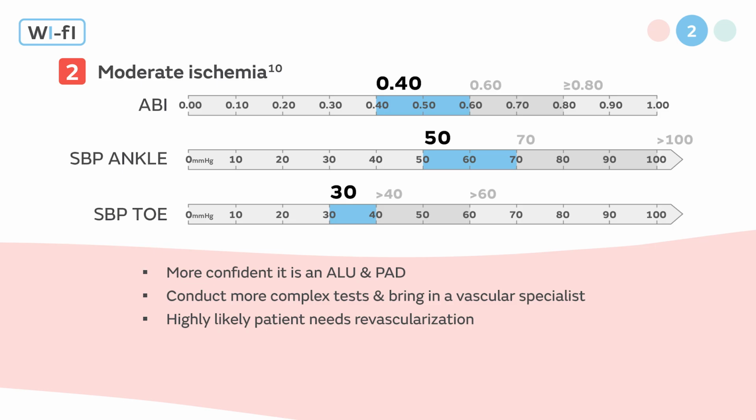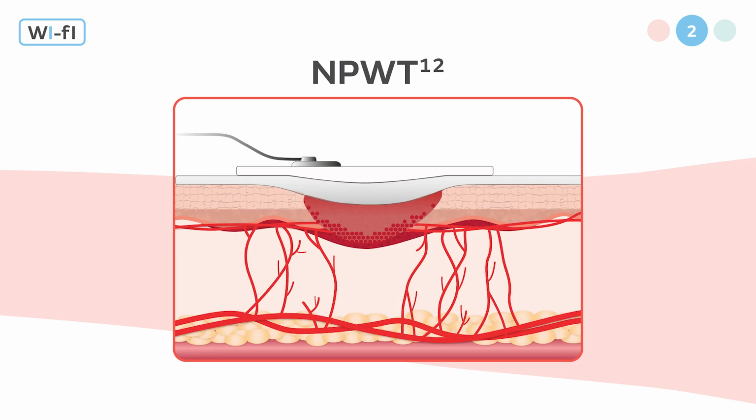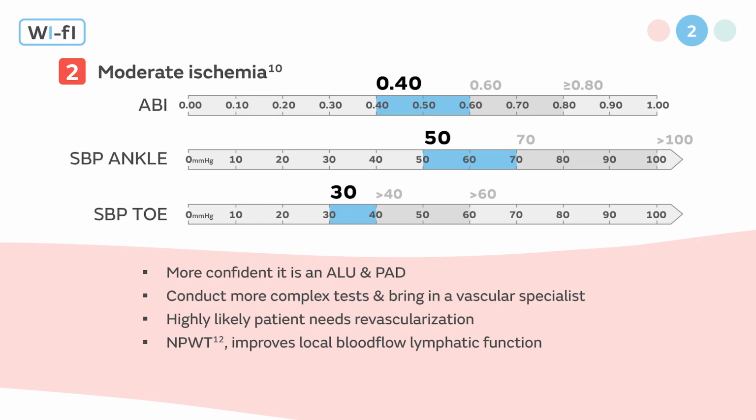There's another option that many people wouldn't think of using, and that's a negative pressure wound therapy system. A lot of us imagine that this is just a system used for removing exudate, but negative pressure dilates blood vessels and improves local blood flow and lymphatic function. Plus, it can protect the wound from external infections as well.